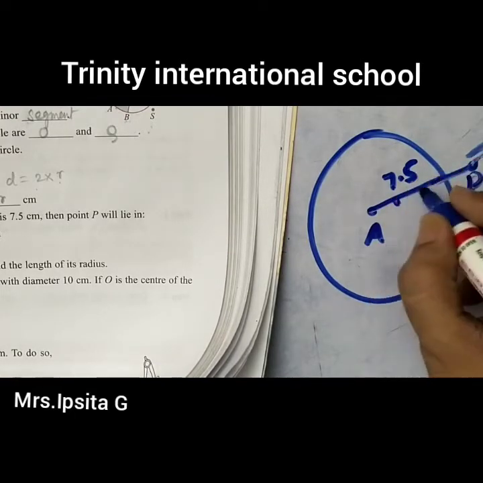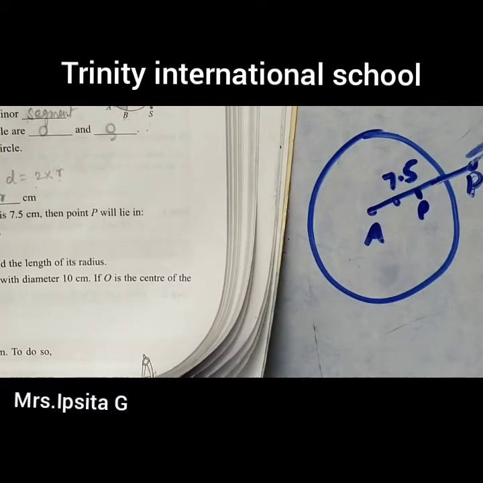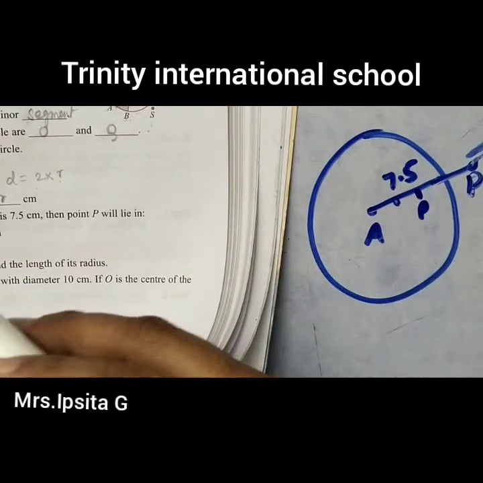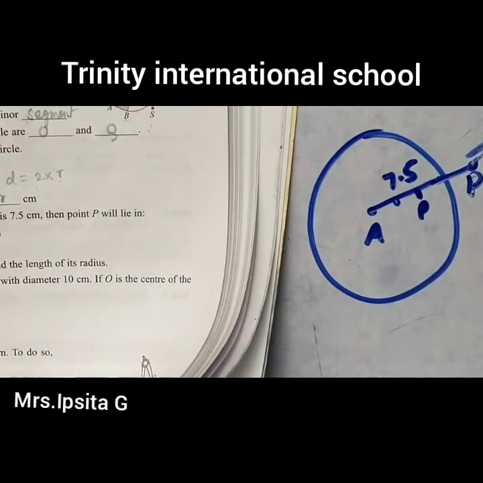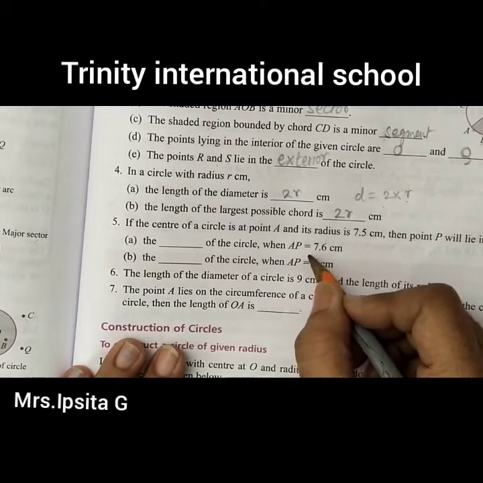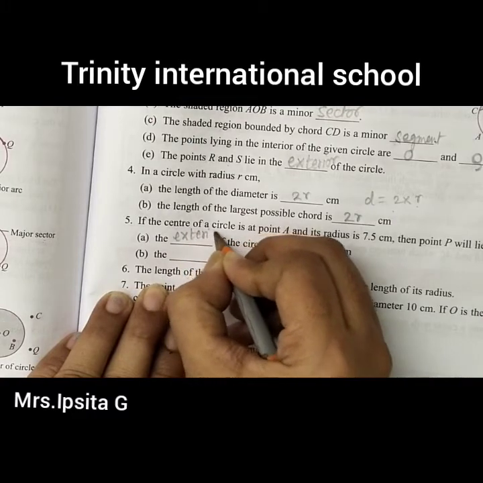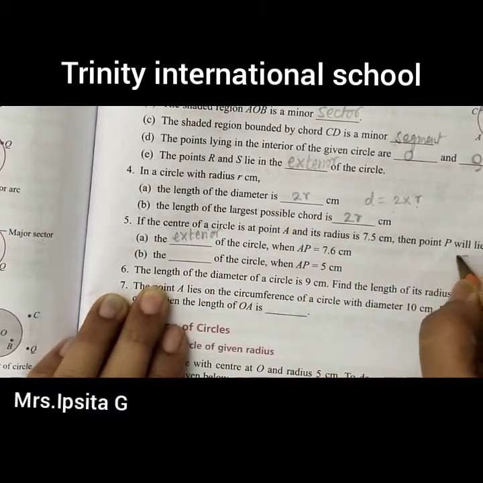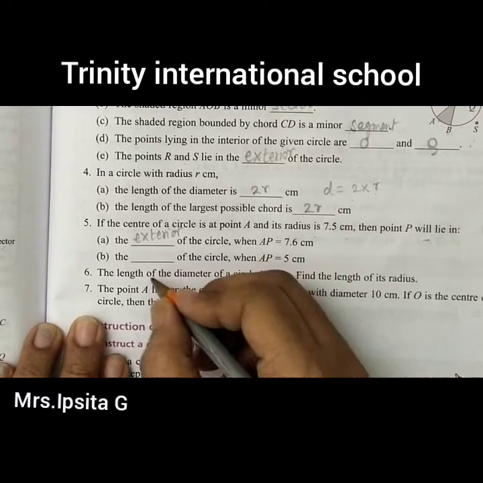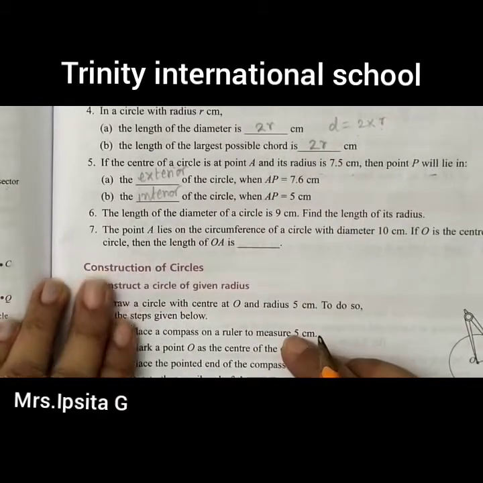5 centimeter, this is 7.5, so this will be your P, so it will be inside your circle. So in both cases, in the first case P will be outside the circle and in the second case P will be inside the circle. So what we are going to write: as we saw in the diagram, the radius is 7.5 and you have AP 7.6. That means you are going to write the exterior of the circle. The point P will lie to the exterior of the circle when AP is equal to 7.6, and the point P will lie in the interior of the circle when AP is equal to 5 centimeter.